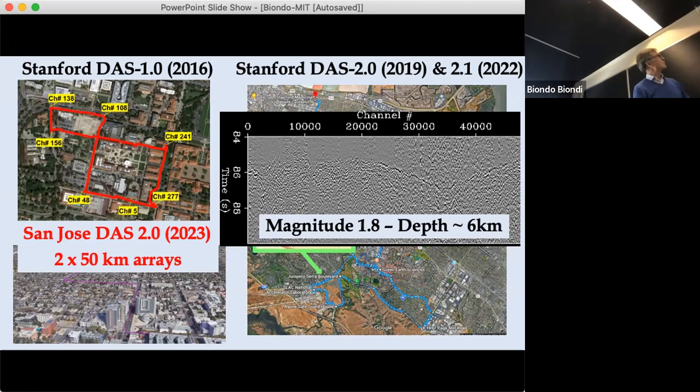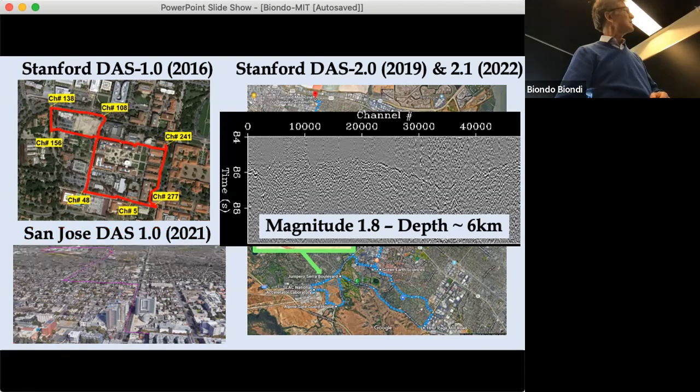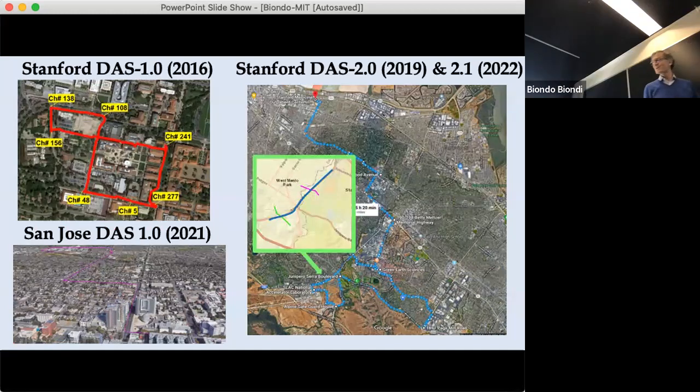We started the project, the image is a little jumbled, with the idea of recording data under the Stanford campus in 2016. It was a teeny tiny array. For those of you who know the Stanford campus, that is where Mitchell Earth Sciences is, that is where my office is. Altogether, this is about 3 kilometers of fiber. And from then on, we kept going, recording more and more data in different places.